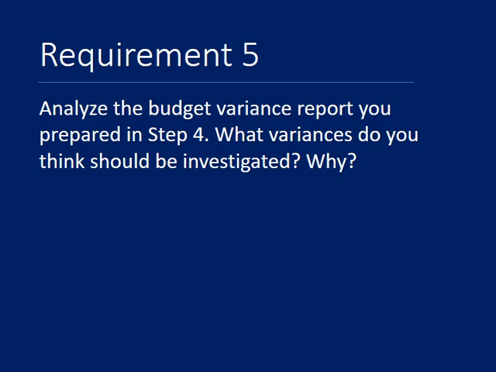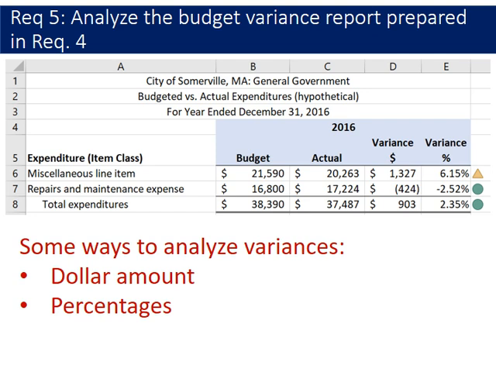Requirement 5 reads, analyze the budget variance report you prepared in step 4. What variances do you think should be investigated? Why? When answering these questions, think about 2 ways to analyze variances, which are by dollar amount and by percentage.